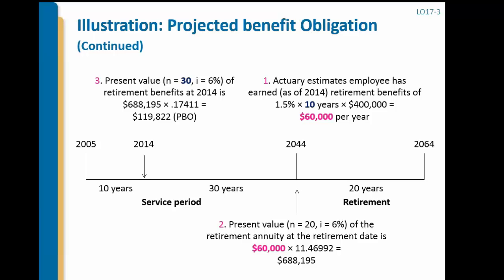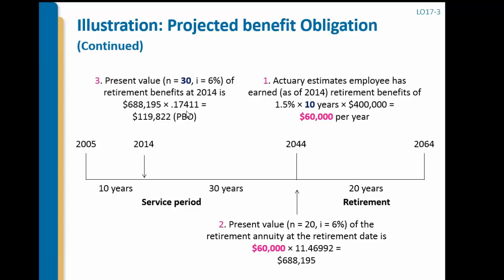And the idea is the annuity is set up so that we are paying principal and interest at $60,000 a year back to the employee, so that when he passes away in 2064, we have spent all the annuity. So the annuity is what we're looking for in 2044. So to get $688,000 in 2044, we need $119,000 in 2014.